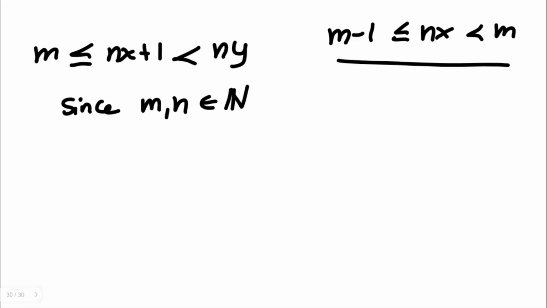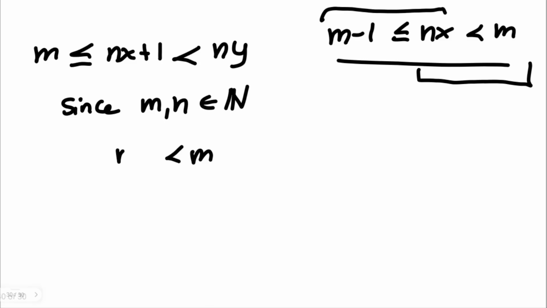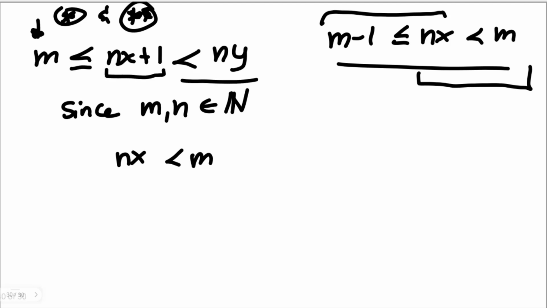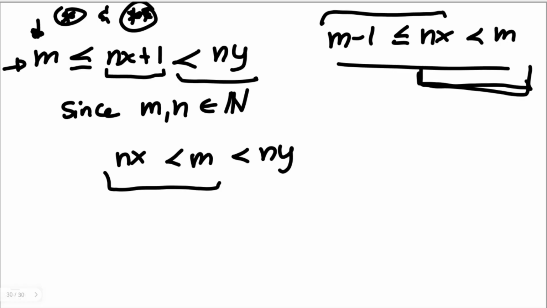Now, look into this. I would like to take this portion, as we already used this portion earlier. m is greater than nx. Now, looking into this, this is the combination of asterisk and double asterisk. m is less than or equal to nx plus 1, but it is less than ny. So this is less than ny. Hopefully you were able to follow this. This came out from this expression, while this one here is from this expression, right? So hopefully you were able to follow that.